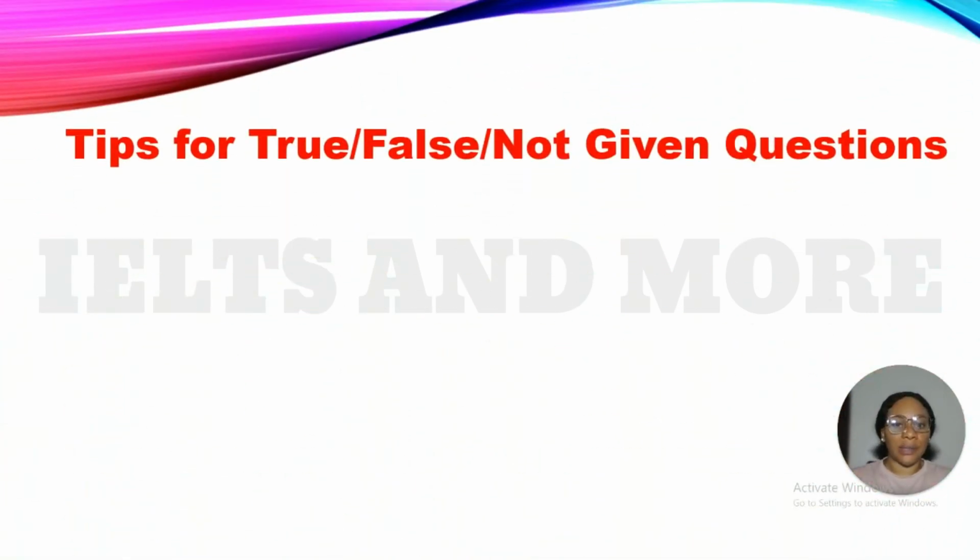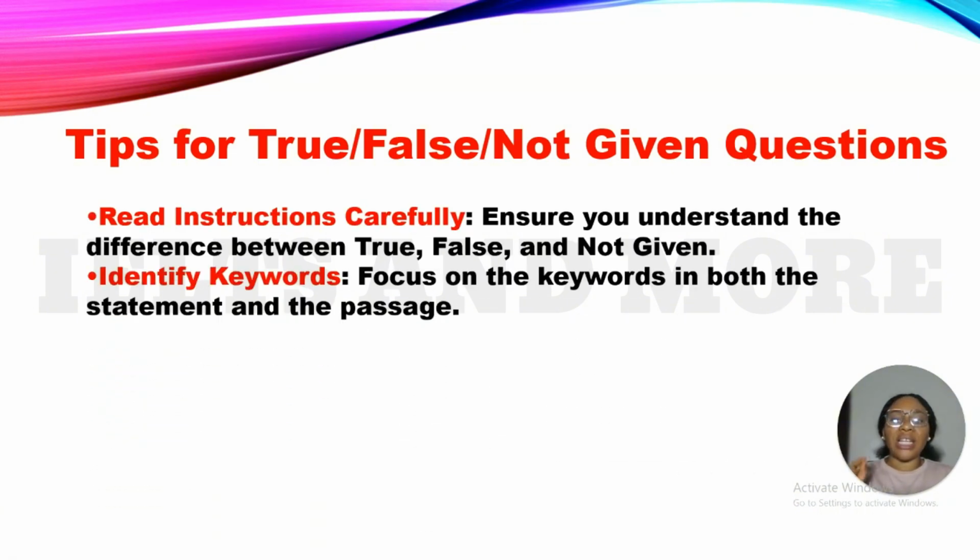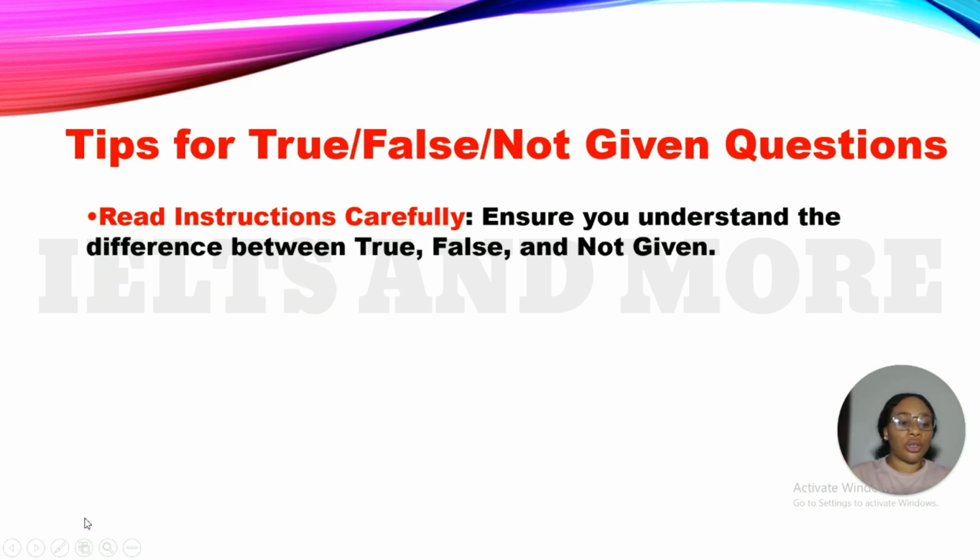Now, let's look at some tips. I'm sure I've already mentioned some while explaining the information on the last slide, but let's look at some tips for true, false, not given. Read your instructions very carefully. And the difference between true, false, and not given is very important, and I've tried to explain that in the last slide. So make sure that you understand the difference between true, false, and not given. If not, you're not going to be able to pick the correct answer.